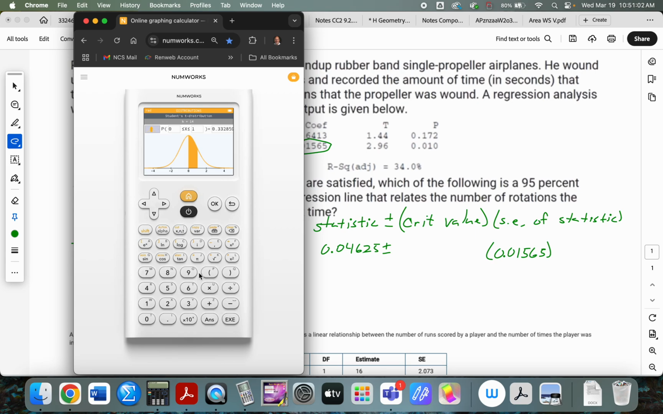All right. So what we want is to be in between, and we want a 95% confidence interval. So it's 2.145.